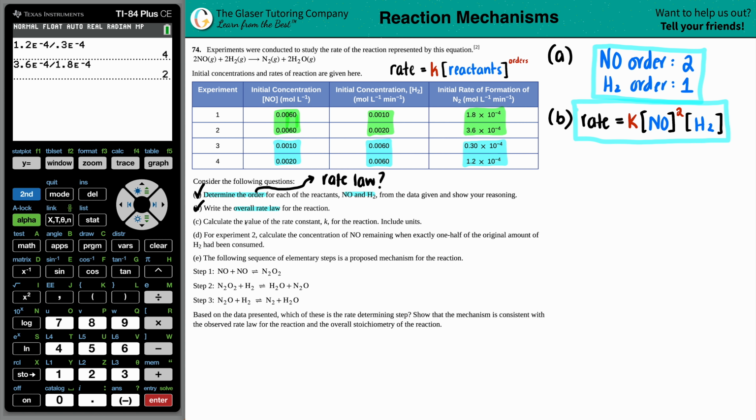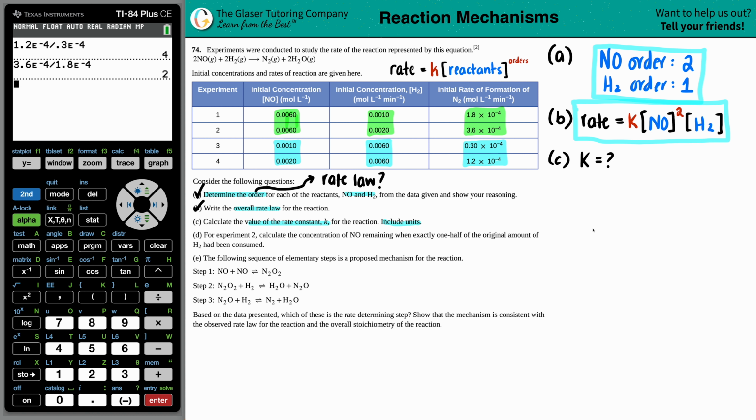C. Calculate the value of the rate constant for the reaction, and then we have to include the units. Okay, so letter C. We want to calculate K. Now, we could only do this if we had the rate law. So we did have to do A, we did have to do B to get to C.